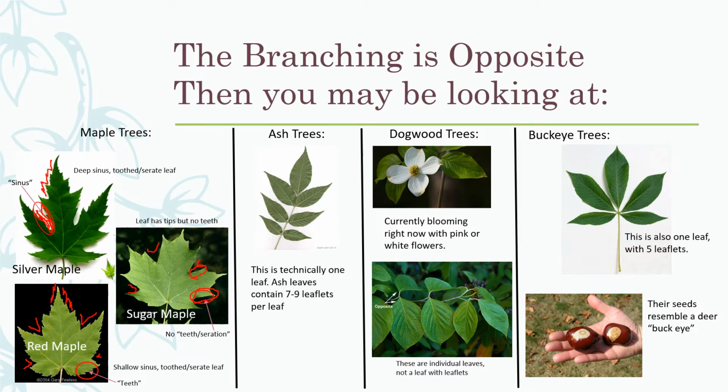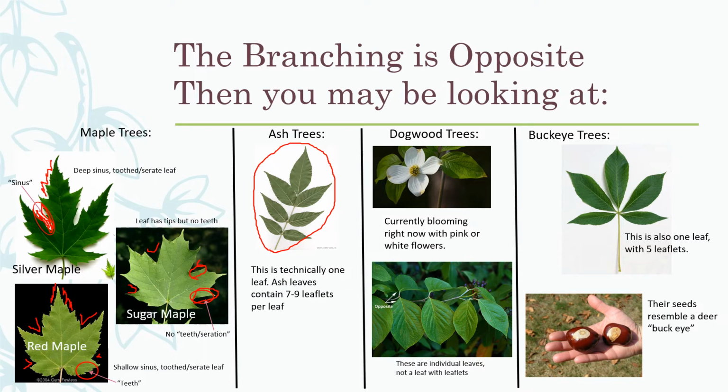Then we're going to move on to ash trees. So ash trees have opposite branching, and then they've got a whole leaf here, and it's a pinnately compound leaf, kind of like what we learned a few slides ago, where with ash trees they have whole leaves that have 7 to 9 leaflets per leaf. So you can see on this image it's got its 7 leaflets on it.